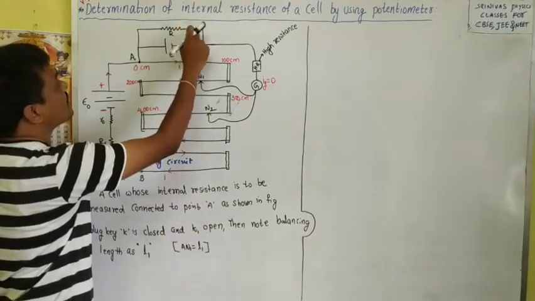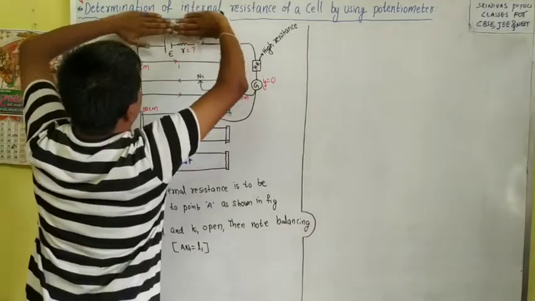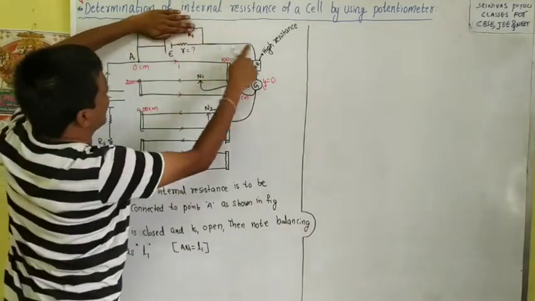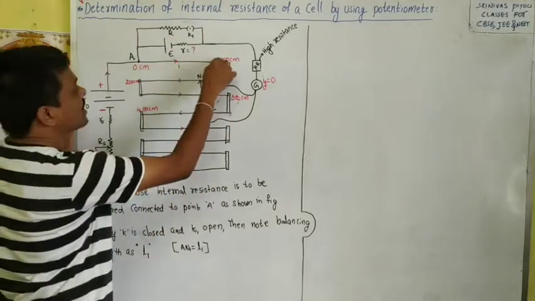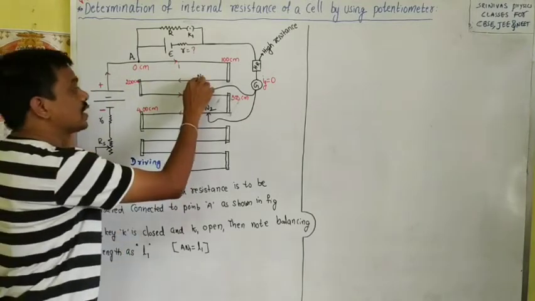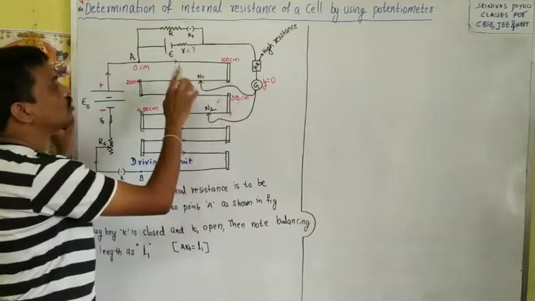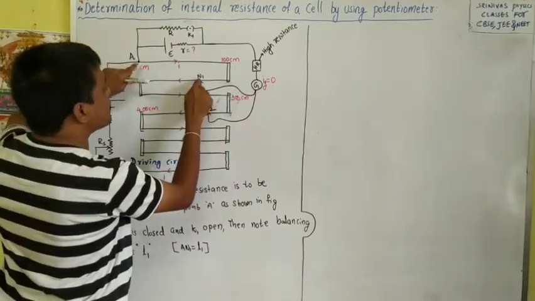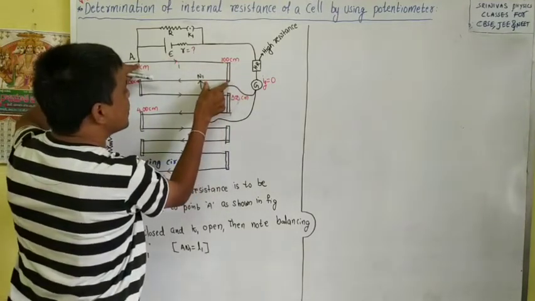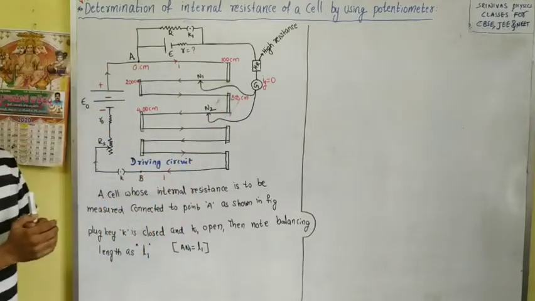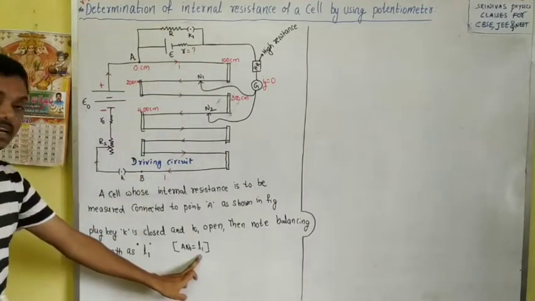K1 is open, so the resistance branch will not work, and only the cell E is active. At that moment, press the jockey at various points on the potentiometer wire. At a particular point N1, the galvanometer shows zero deflection. Then note the distance of the balancing point from point A, adding the 100 centimeters plus this part, to get the balancing length AN1, which we note as L1.